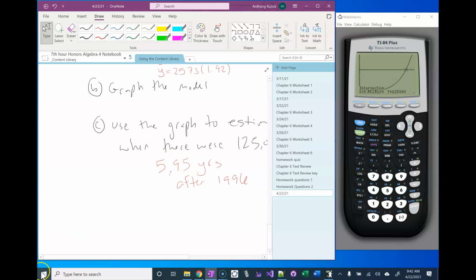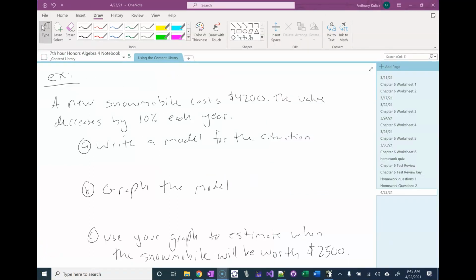And that's it. So let's do another example. So hold on a second, and I'll write up another story problem. So our next example says a new snowmobile costs $4,200, and that value decreases by 10% each year. So here we're asked to write a model for the situation.